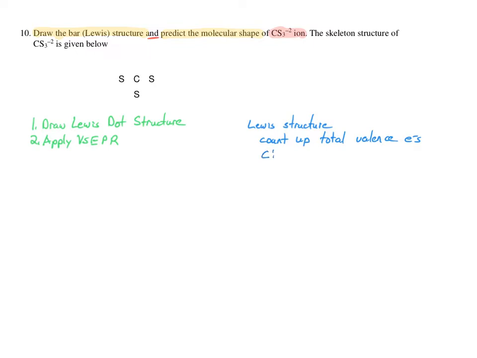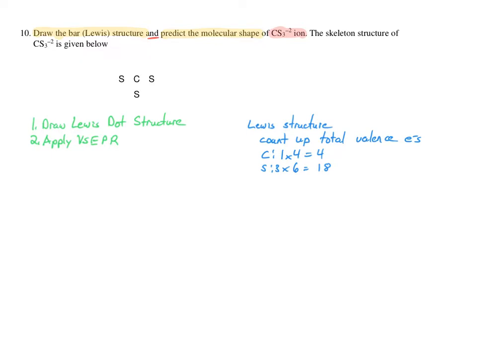We have one atom of carbon. It's in group 4, so it contributes 4 valence electrons. And we have 3 atoms of sulfur, each of which contributes 6 electrons, so we have 18 electrons from sulfur.